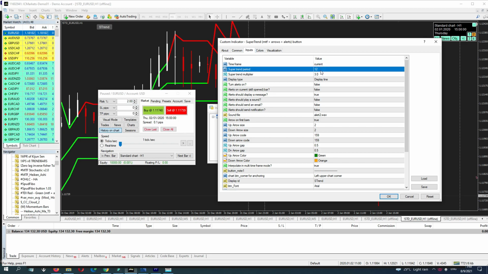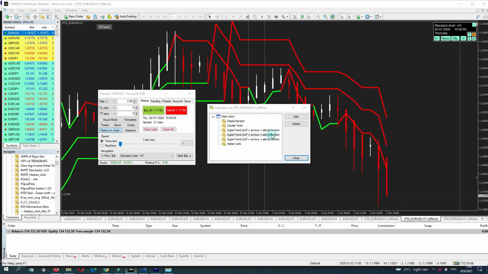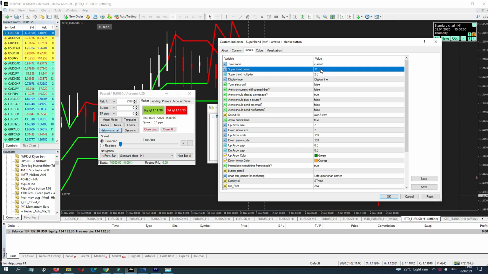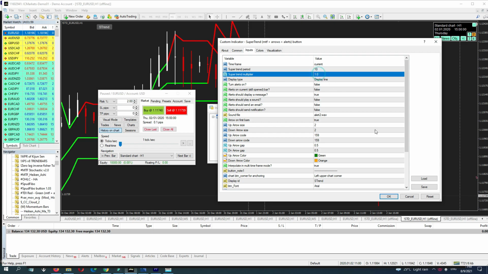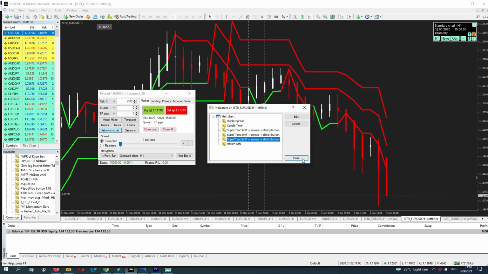So these are the settings: 12, 3, 11, 2, and 10, 1. Okay, so that's the settings, and you need Heiken Ashi.